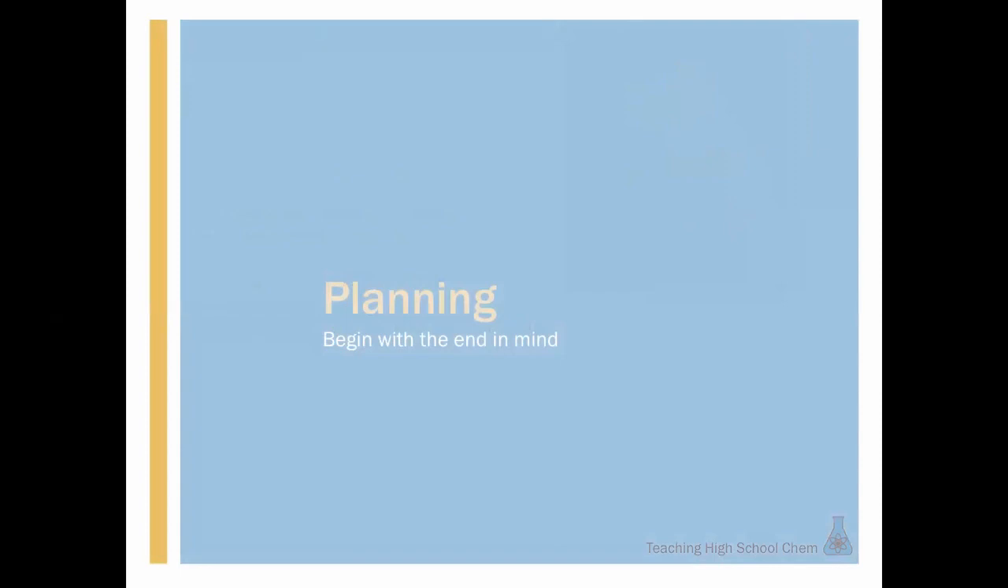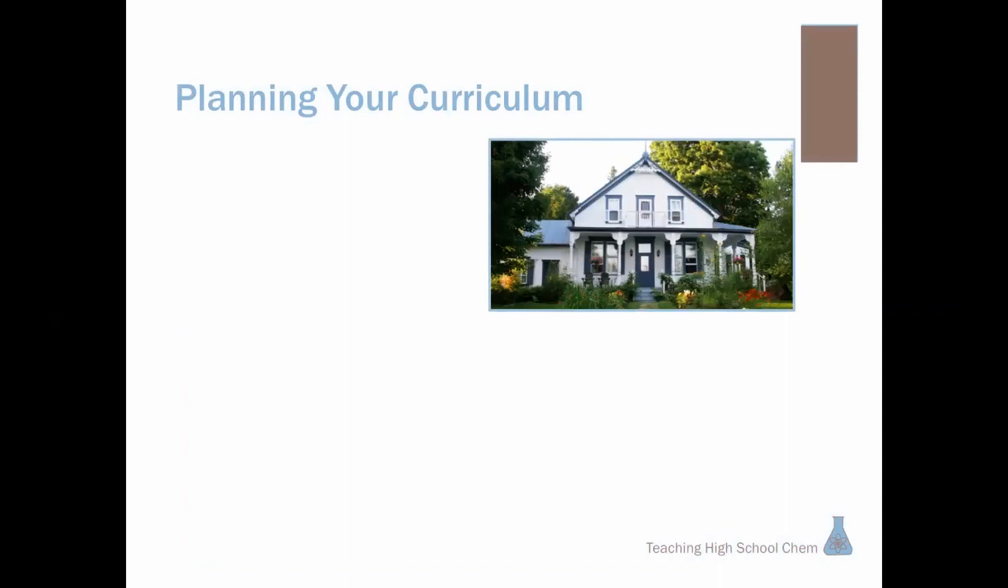So when it comes to planning, when you're trying to plan out your year for chemistry, I think it's really important that we begin with the end in mind. And I think a lot of times it's easier to kind of go backwards from that. And for me, I like the illustration of building a house. I'm a big fan of illustrations, and I think they're really helpful for helping kids understand things, and adults for that matter.